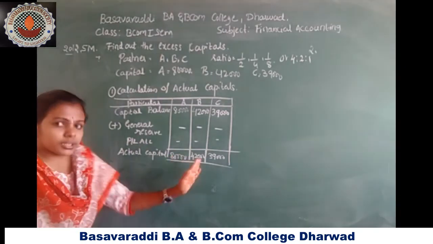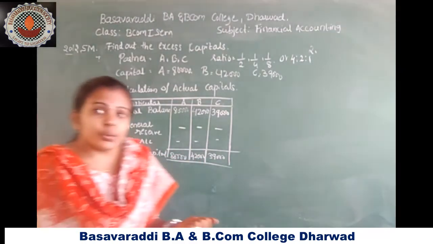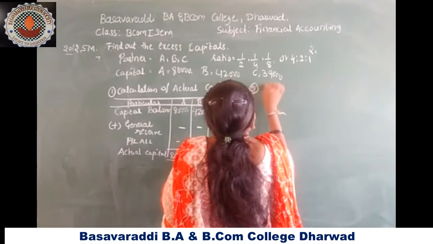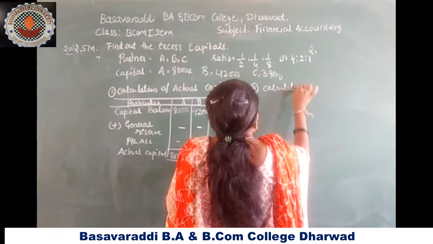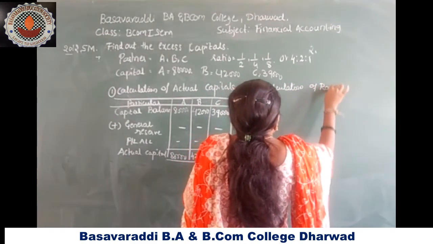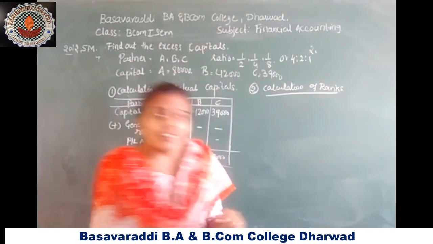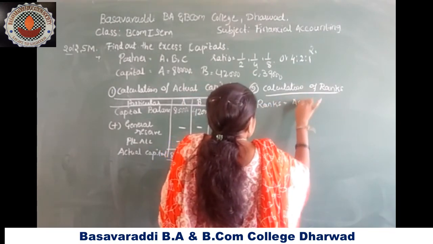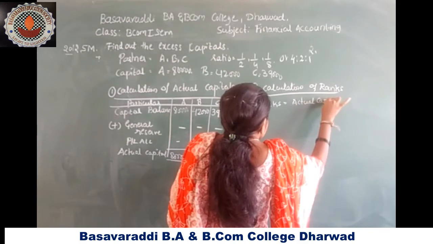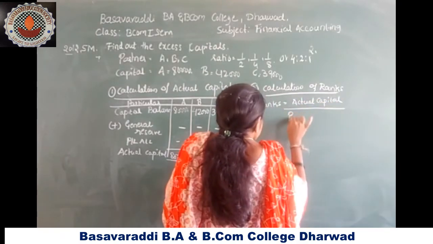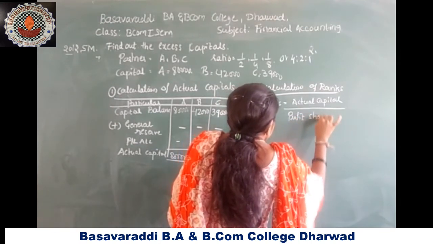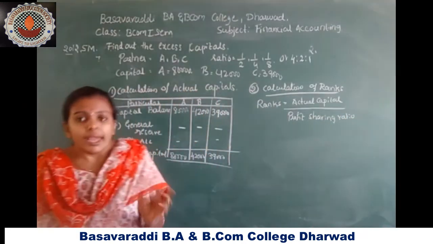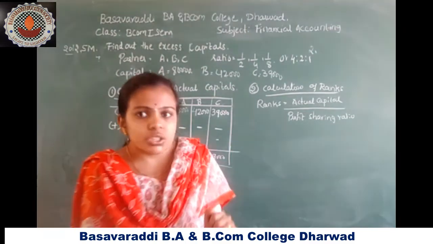Now this is the total of the actual capitals, working note one. Next, second working note, calculation of ranks. Ranks is equal to actual capitals divided by profit sharing ratio.